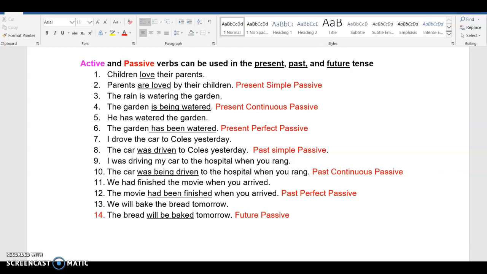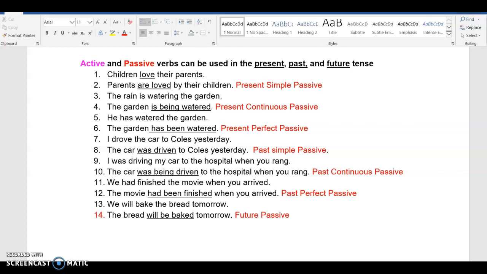Let's look at number 11. We have finished the movie. We had finished the movie when you arrived. The verb is had finished. This is a past perfect verb. The subject is we. And who had finished? We had finished. So the subject did the verb. So this is an active verb.